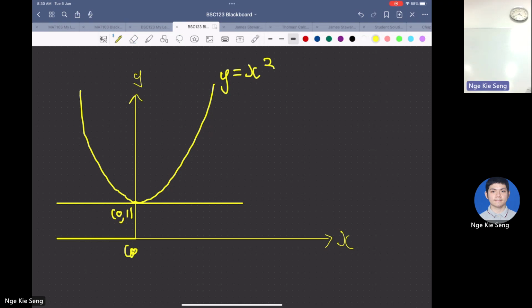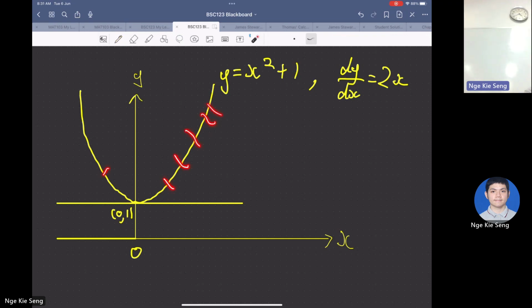Sorry, 0, 1. So for the purpose of this illustration, we consider x squared plus 1. If you differentiate this, you also get 2x. So why is it differentiable? Because we can get the nearby point. We can get this nearby point using the linearization at any point.